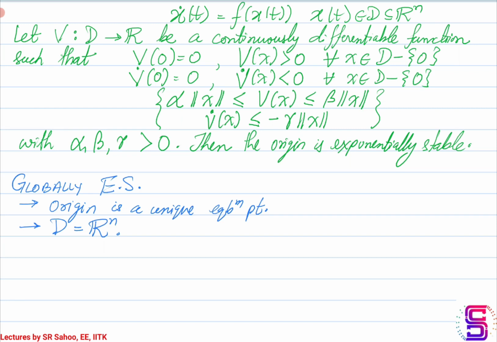Yeah, so the lower bound captures the radial unboundedness of V(x). That is why I have not explicitly stated that V has to be radially unbounded. If we need exponential stability, because of these conditions, V will be automatically radially unbounded. Just that we need the entire domain to be R^n and the origin to be a unique equilibrium point.